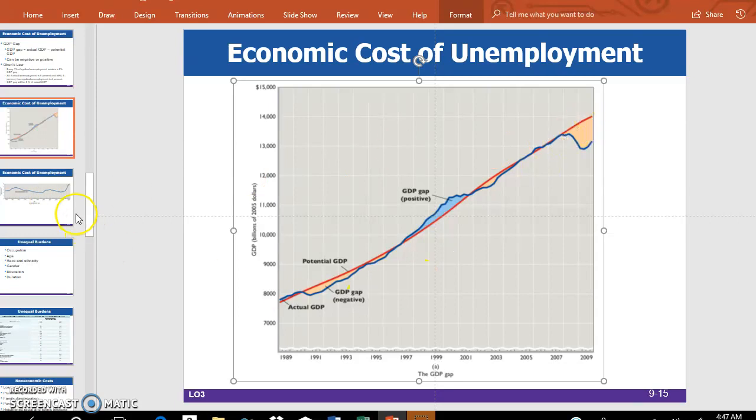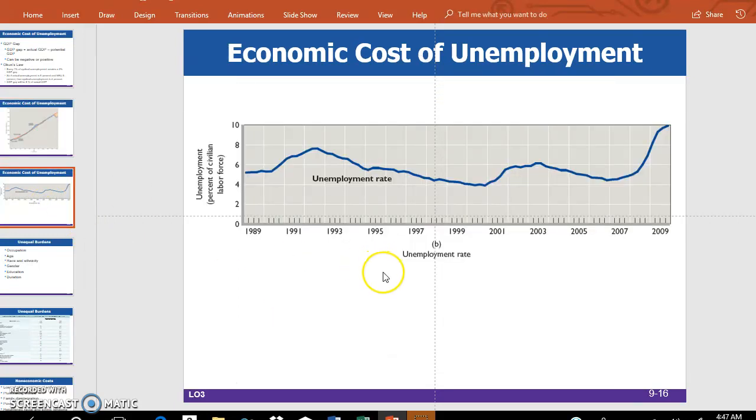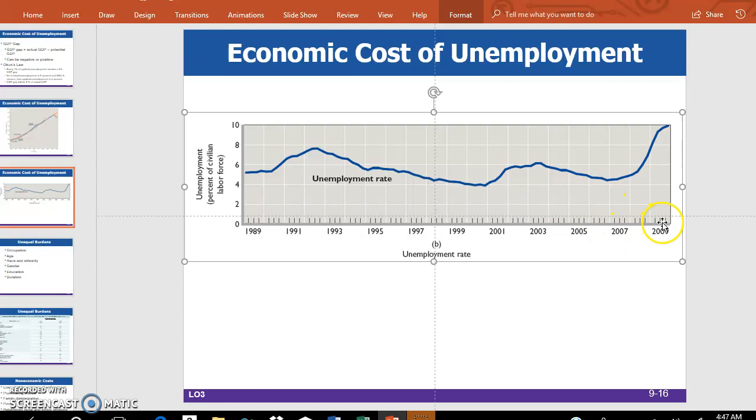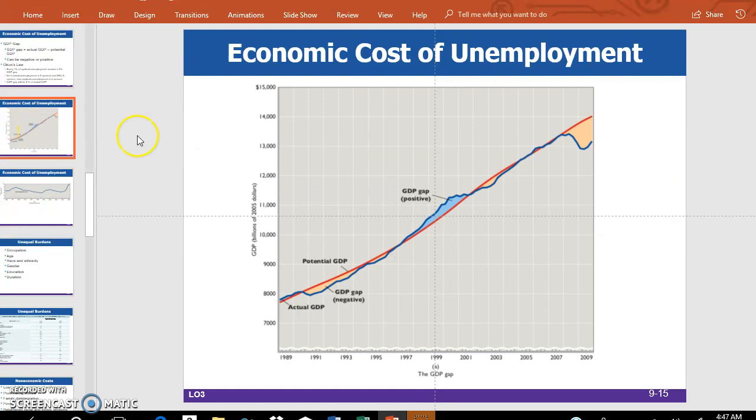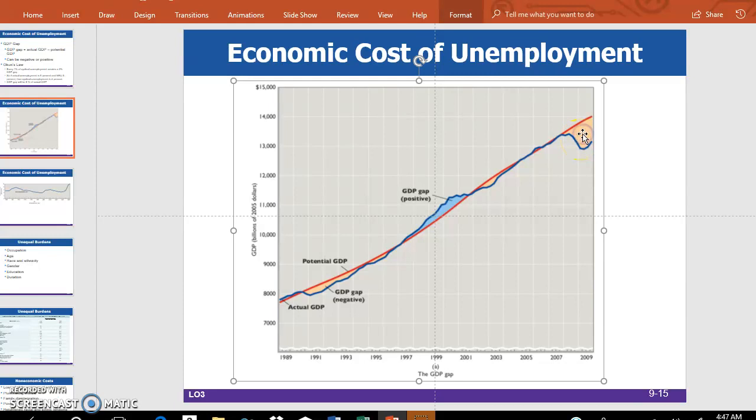Now let us compare this information with the next slide. Look here, this one is showing us the actual unemployment rate, right? So this is not NRU, this is the actual unemployment rate. So whenever unemployment is high, look at that end in 2007, 2009, the unemployment rate is high, and if we go back to the previous slide, look at 2007, 2009. In this area, what happens? We know we have a negative GDP gap, right? The blue line falls below the red potential GDP line.